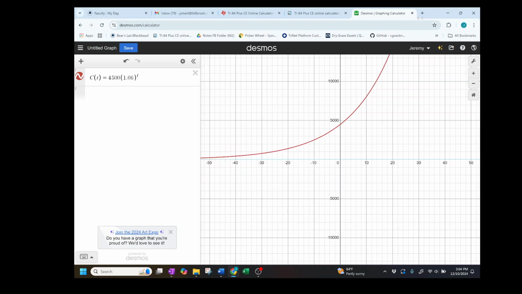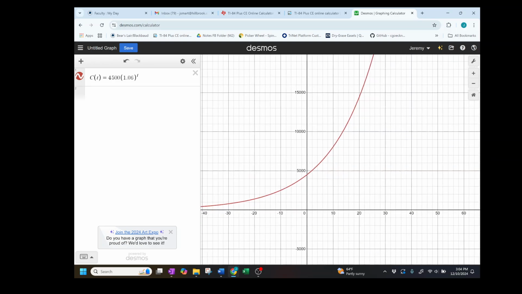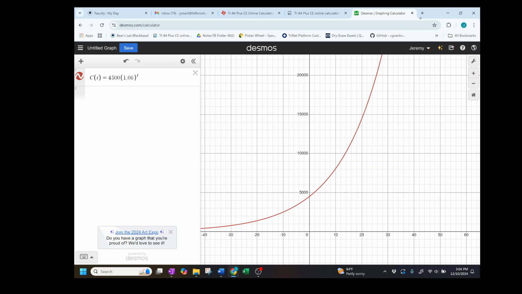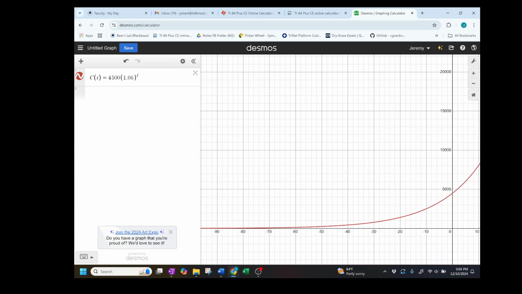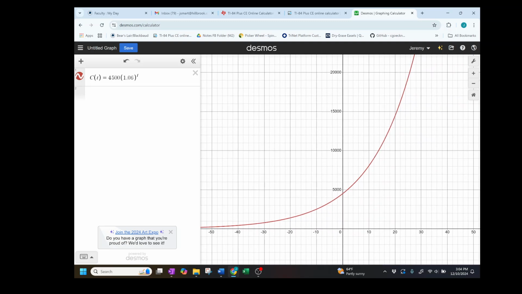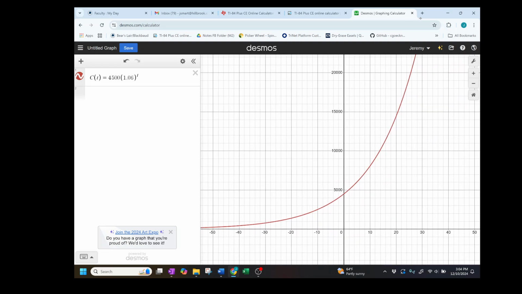Now if you look at it, you can tell pretty well this thing is not a straight line. And it's also not a parabola because it doesn't come back up, right? So this is a special kind of graph called an exponential graph, and it's showing something called exponential growth.